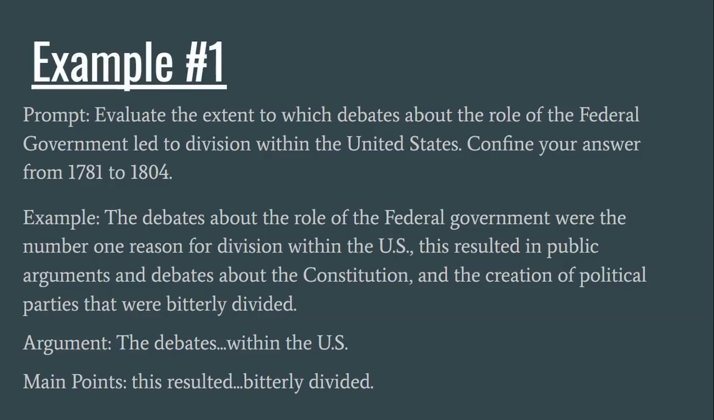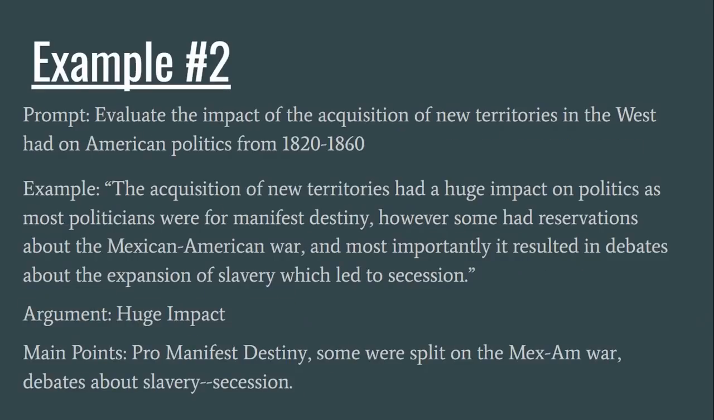Also notice those main points are fairly specific. The biggest reason students do not get the thesis point when they attempt it is because their thesis was too vague. Do not let that happen to you. Next, we have an example from periods 4 and 5 that combines expansion, slavery, and secession.